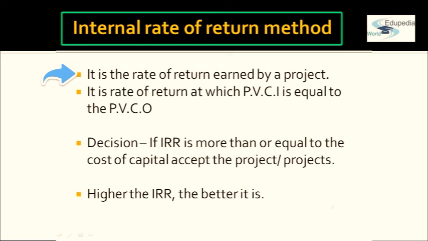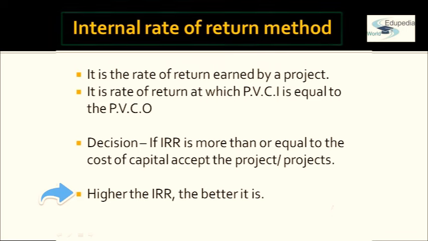And how is IRR computed? IRR is the relationship between PVCI and PVCO. It is that rate of return where PVCI is equal to PVCO. So we compute a rate, the discounting rate, at which PVCI is equal to PVCO. That rate is the IRR. If that IRR is more than the cost of the project, it is acceptable. And if you have many projects, the higher IRR will be preferred.